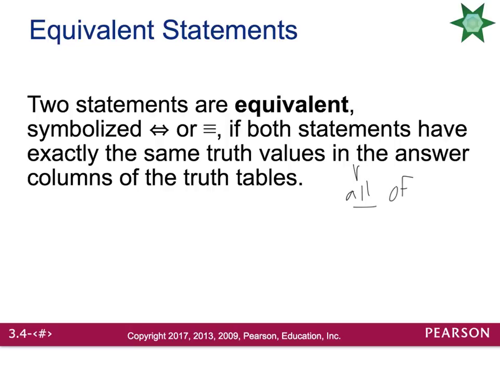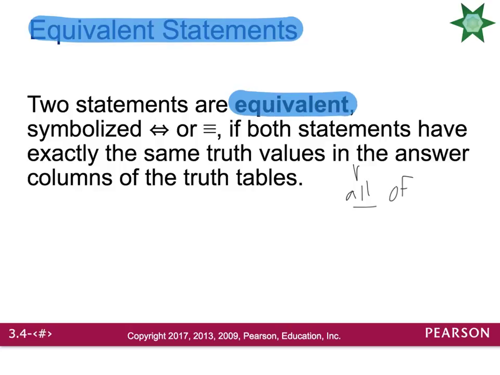This is Math 131, section 3.4. We're going to start by talking about the concept of equivalent statements. Okay, so we say statements are equivalent. We use this symbol, this kind of double arrow with a double bar in between, or we can just use an equal sign with 3 bars instead of 2. So we say two statements are equivalent, so either one of those works.